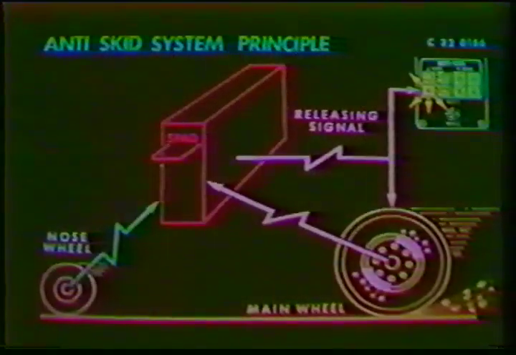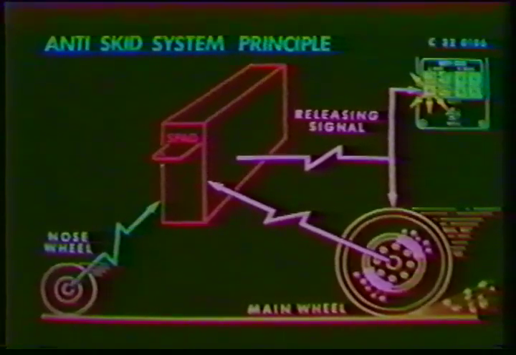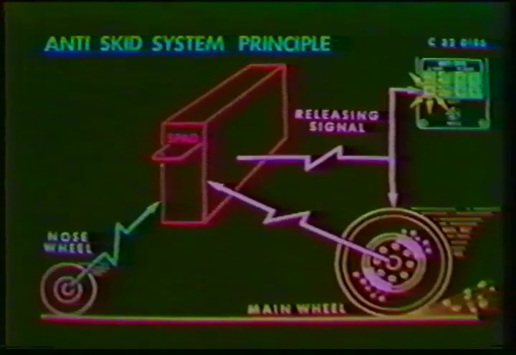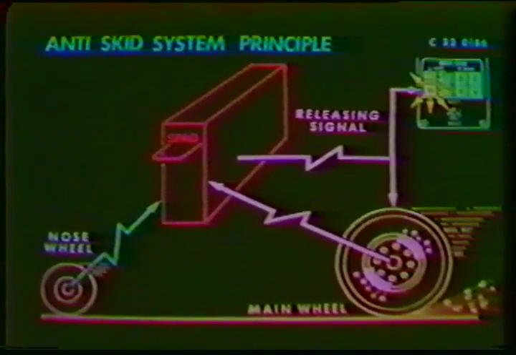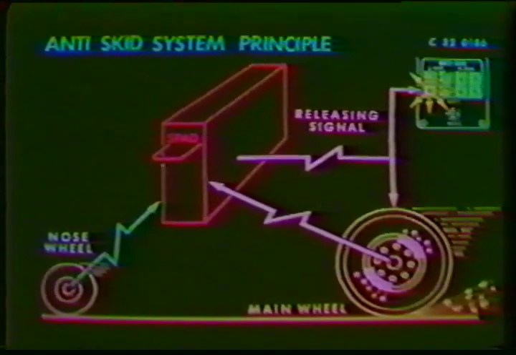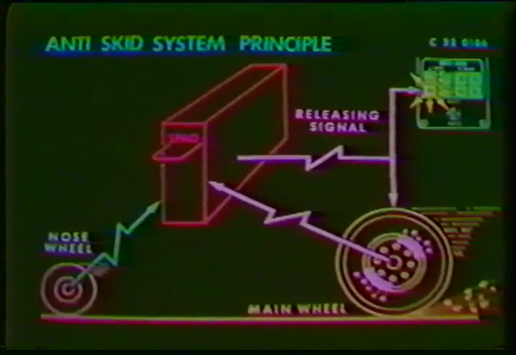The anti-skid system provides optimum braking effect and protection against locked or skidding main wheels. When the aircraft ground speed is below a certain value, braking is regulated but not optimized. Above a certain value, braking is regulated and optimized. In either case, locked wheel protection is available.